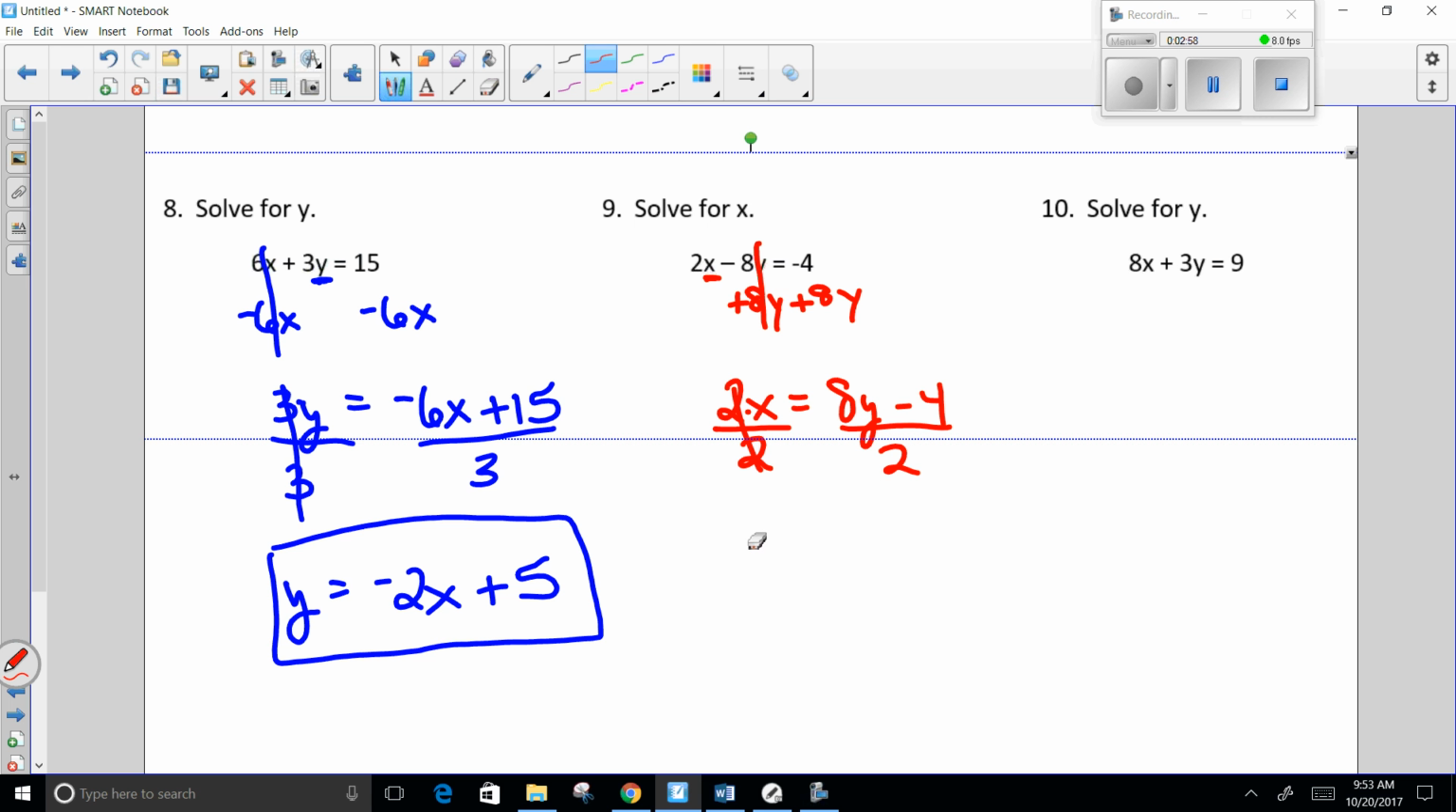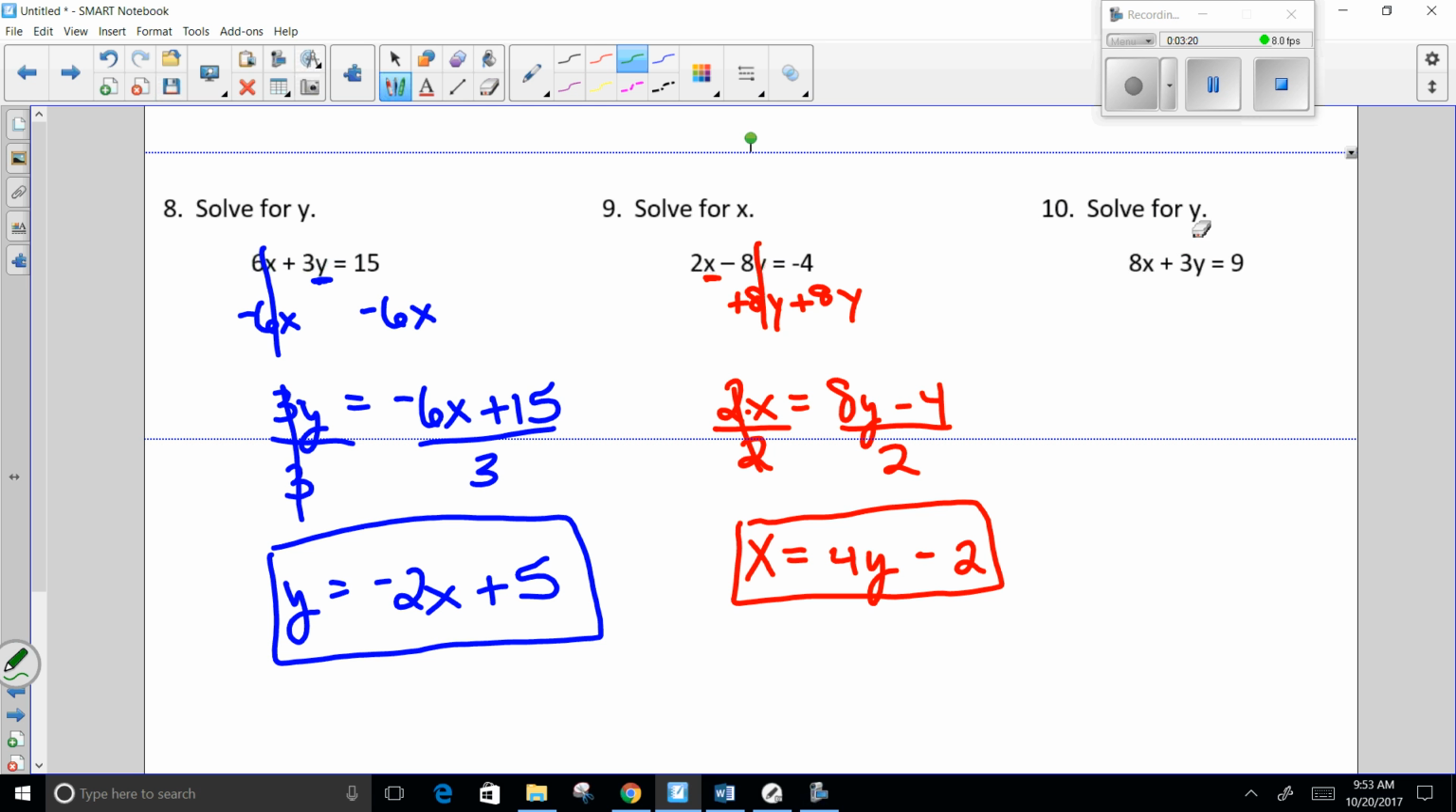2 divided by 2 is 1, leaving me x equals. This over on the right side, you divide the 2 into each term. So 8y divided by 2 is 4y, and then negative 4 divided by 2 is a negative 2. X is by itself. 4y and 2 are not like terms. That is your final answer.